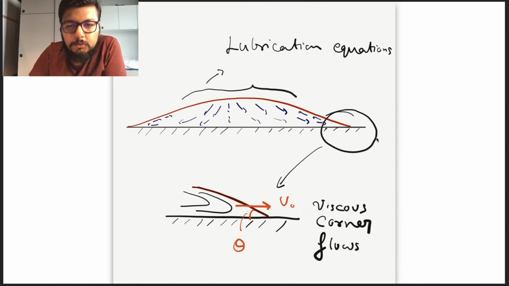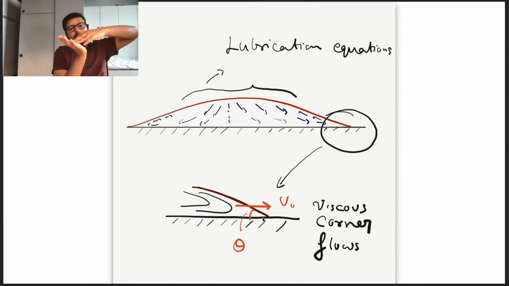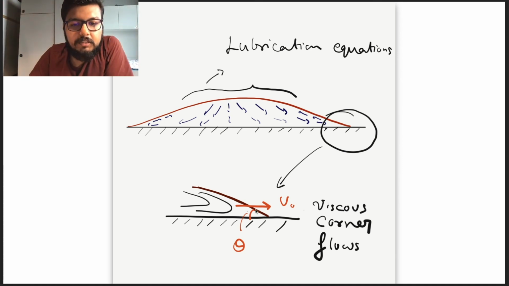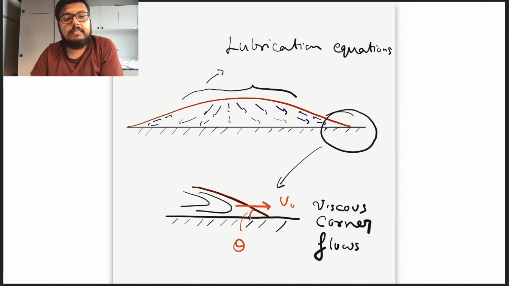Furthermore, if you zoom in towards the corner of this droplet, then there you will see a contact line spreading on top of the substrate, which is very similar to the Taylor scraper problem that we saw. So this is nothing but a viscous corner flow, with a contact angle theta. So as you can see, these lubrication equations and the long wave approximation that I just introduced you to are very relevant and important in the field of fluid mechanics.